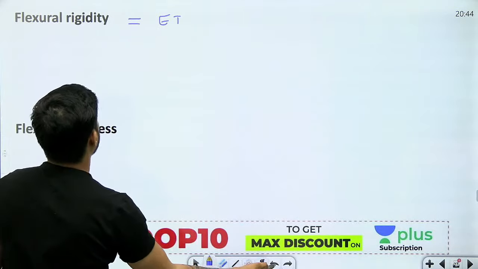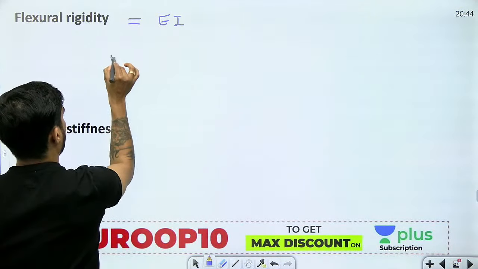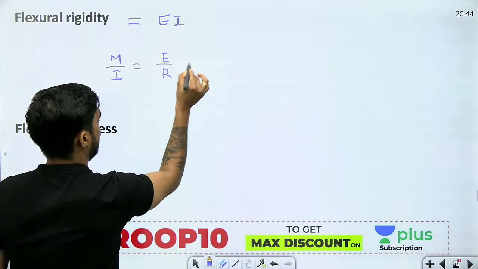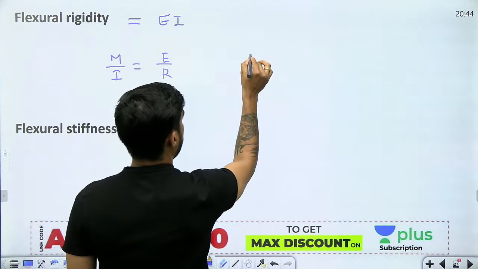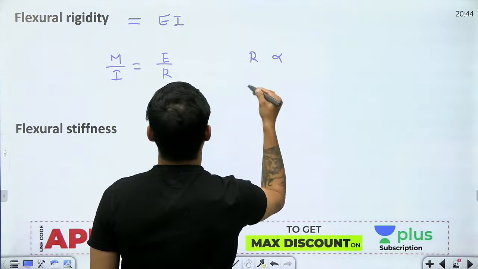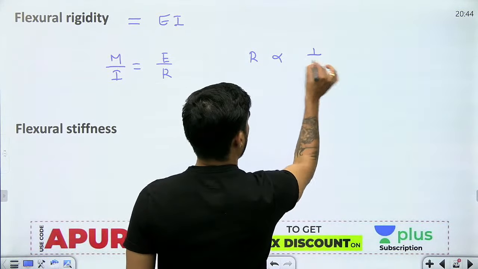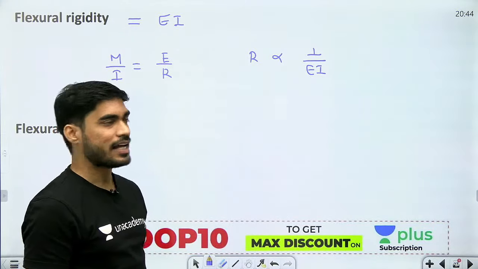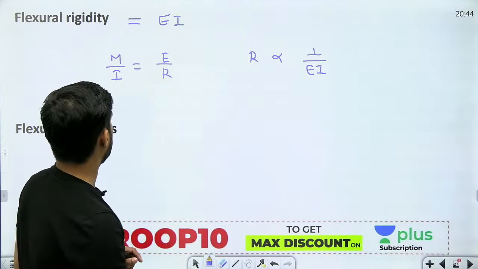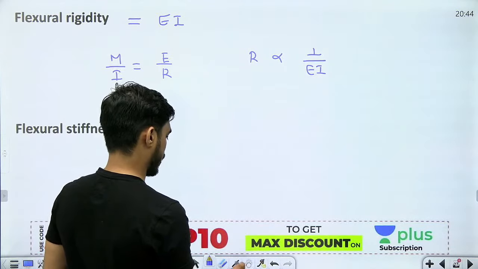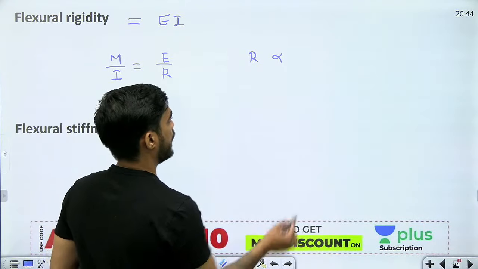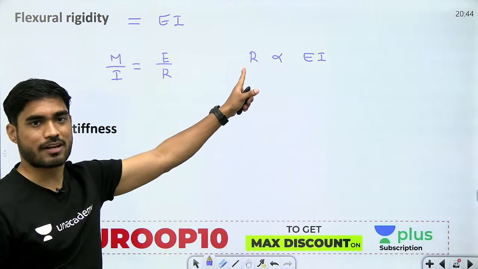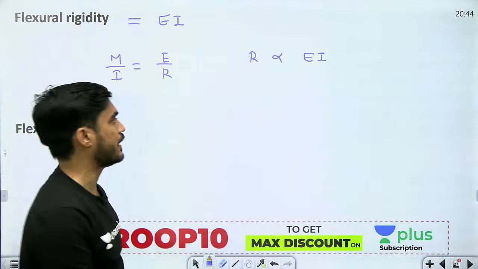Sigma by y equals M by I equals E by R, right? तो यहां से I can write R is proportional to EI. Sorry, R will be proportional to EI, okay? तो अगर EI ज्यादा, रेडियस ऑफ कर्वेचर भी ज्यादा, मतलब उतना कम बेंड, है ना?